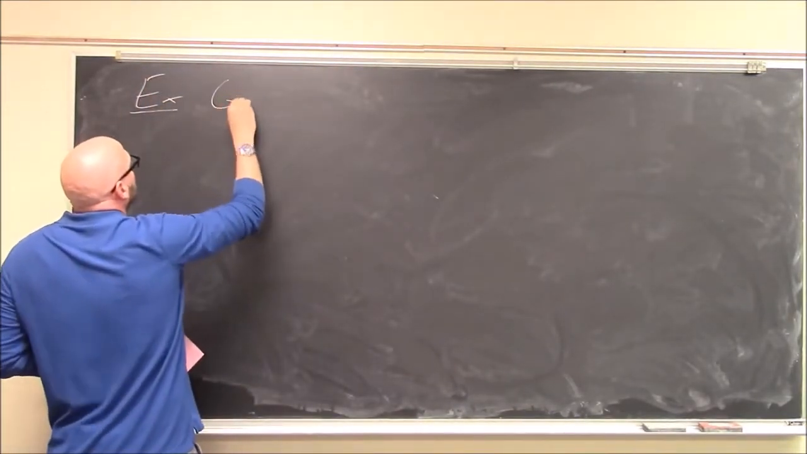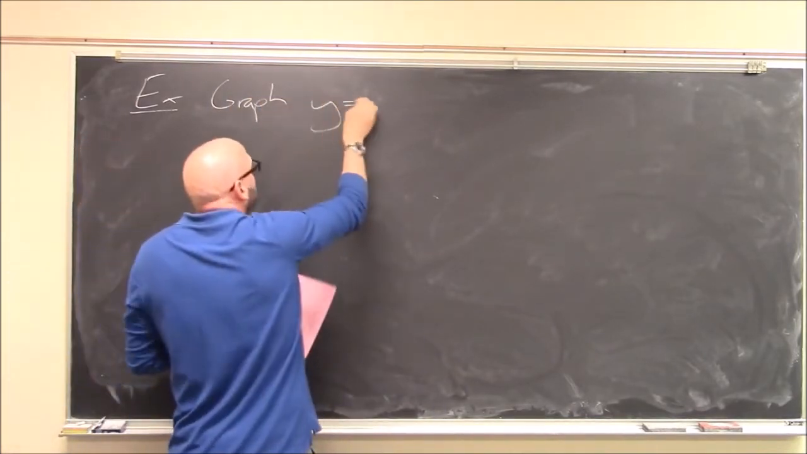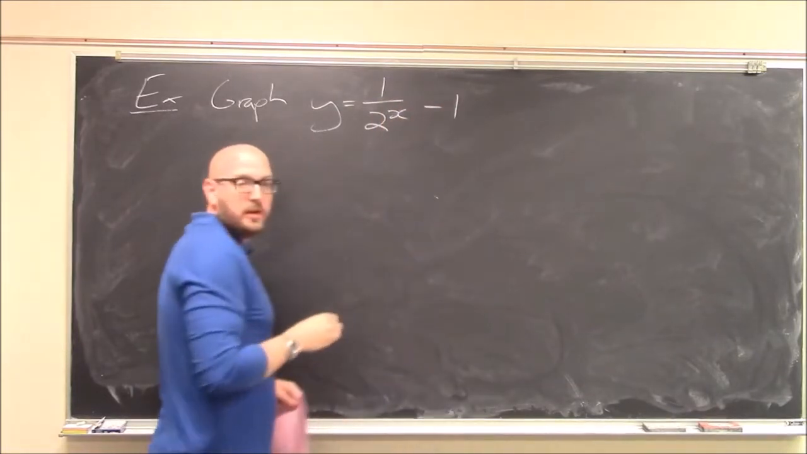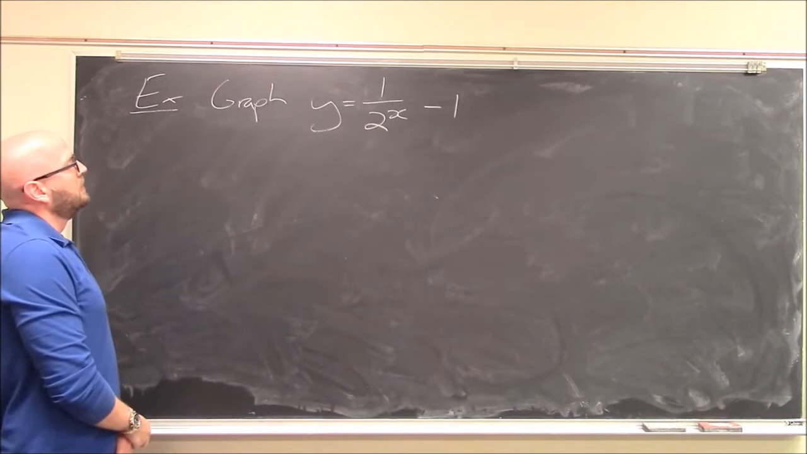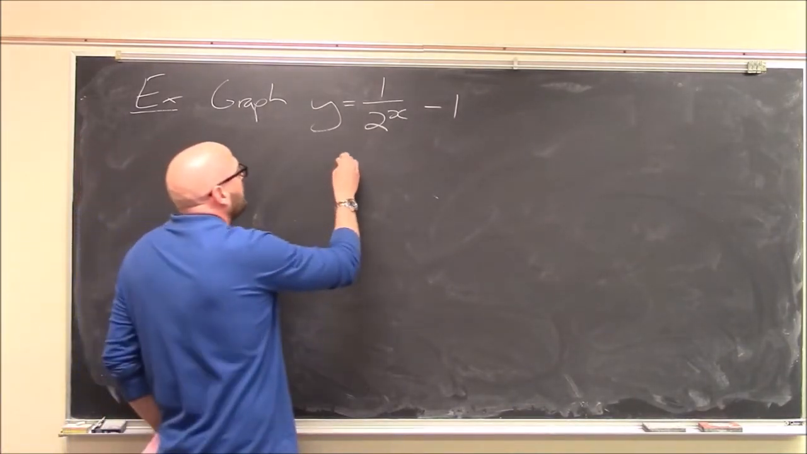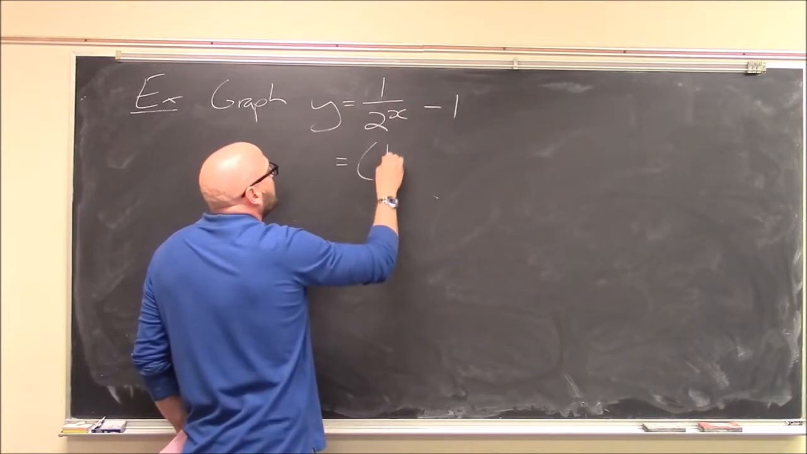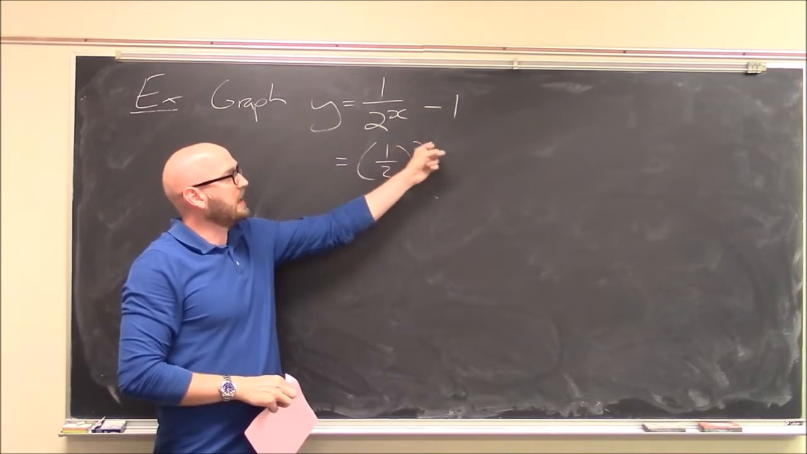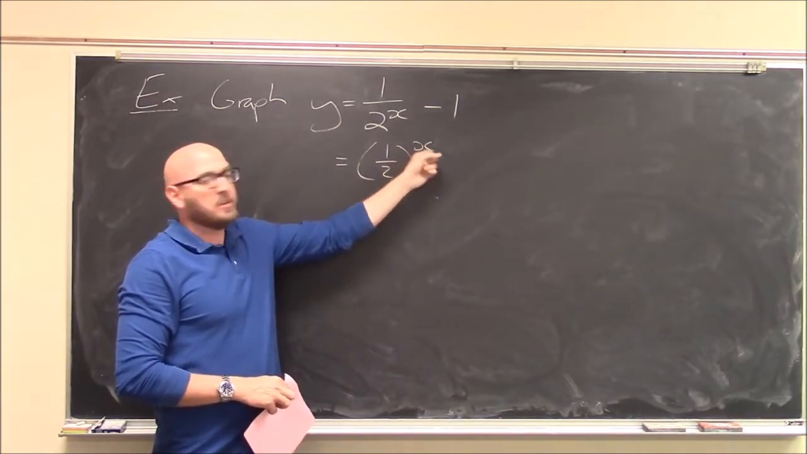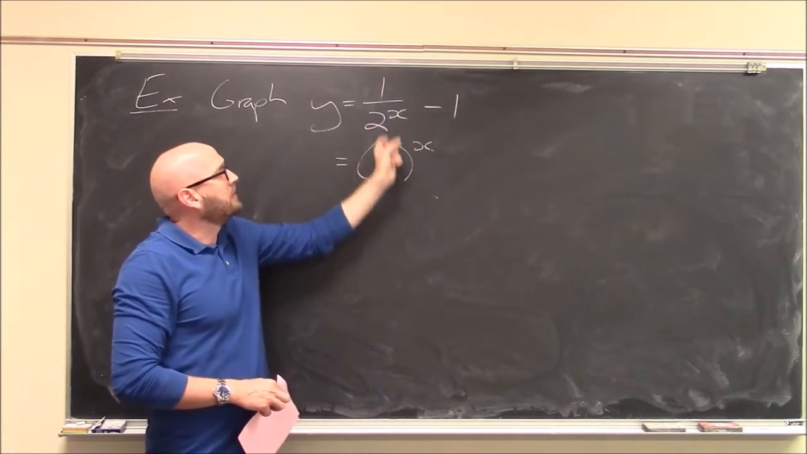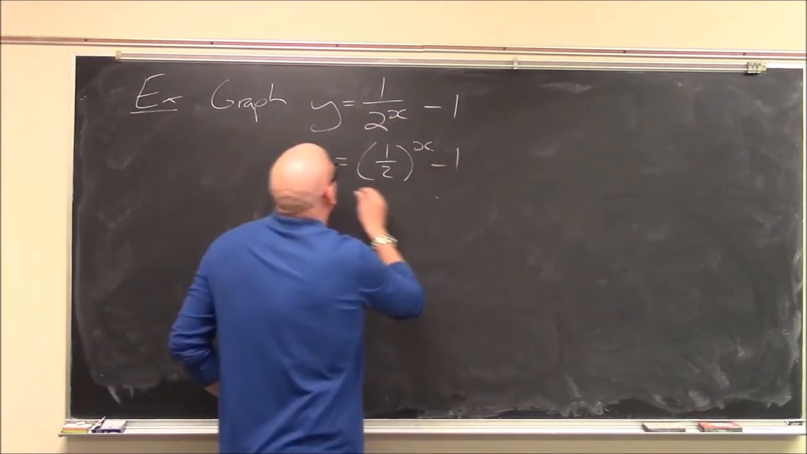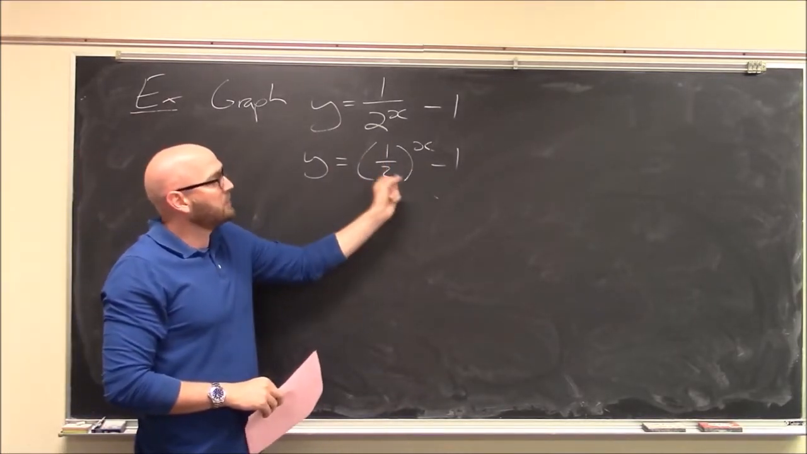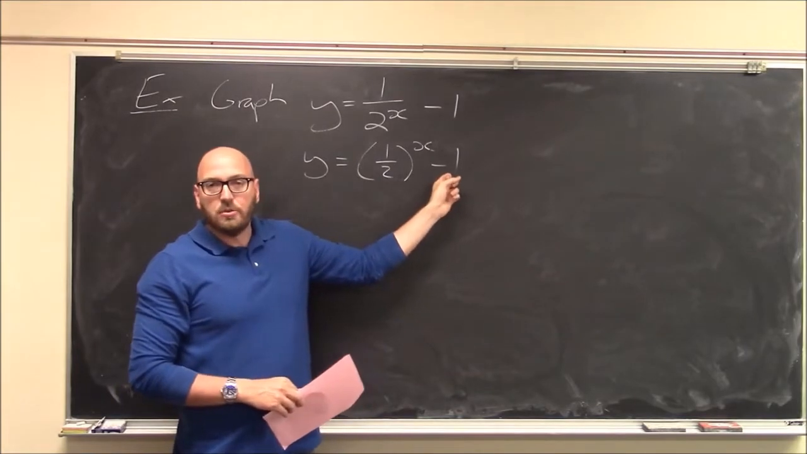For example, let's graph y equals 1 over 2 to the x, minus 1. In what sense is this an exponential function? I just need to rewrite this. 1 over 2 to the x is the same as 1/2 to the x. If you distribute it out, I'd have 1 to the x up top over 2 to the x on the bottom. 1 to the x is still just 1, so I've got 1 over 2 to the x, minus 1. You'll notice this is an exponential function with base 1/2, and all I've done to it is subtract 1.